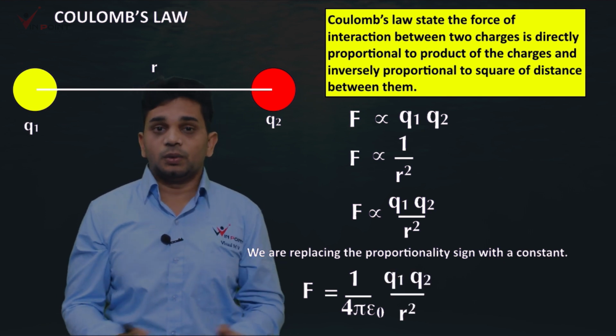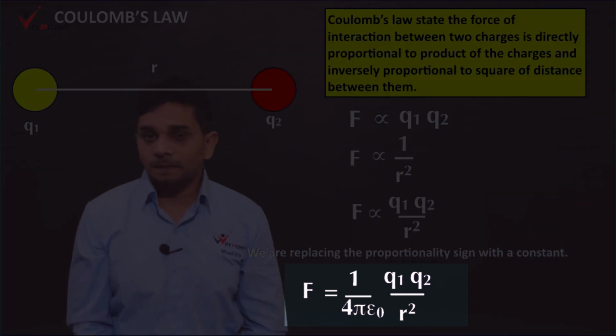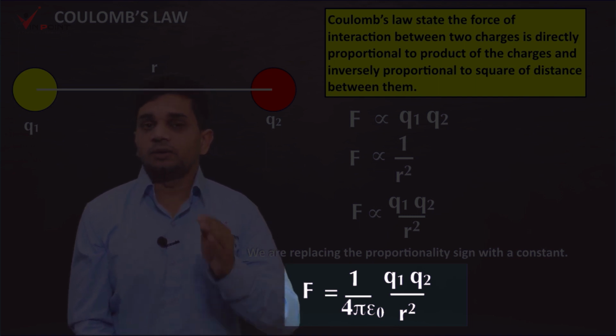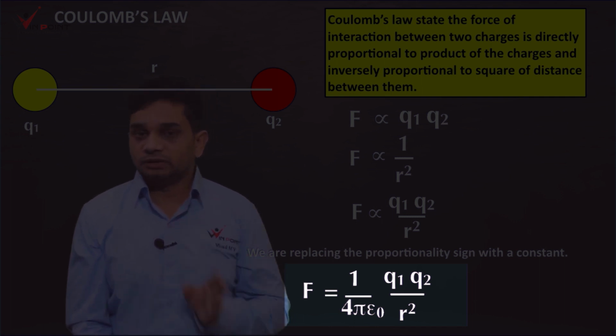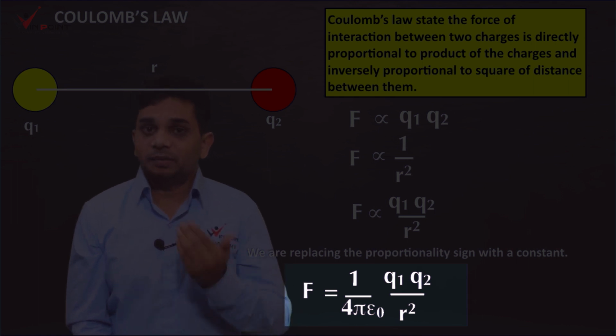This is the equation for force according to Coulomb's law. You need to learn this equation. F equal to 1 by 4 pi epsilon 0 Q1 Q2 by R square. You have to learn this. Q is charge, R is distance between the charges, epsilon 0 is permittivity of free space. We are going to discuss this permittivity now.